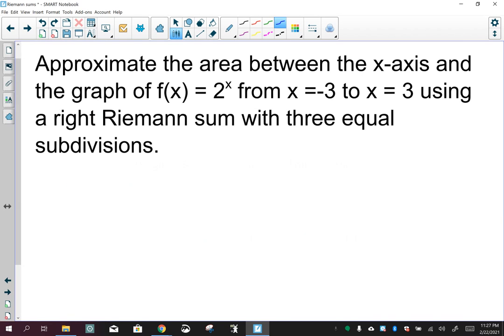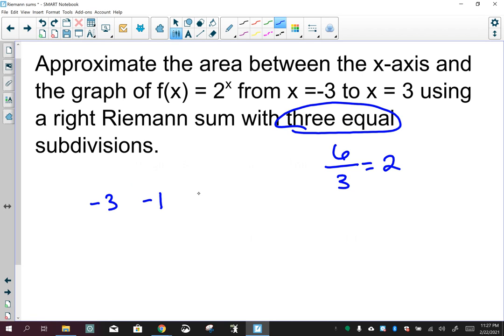If I'm going from -3 to 3 and using 3 equal subdivisions, that means my distance is 6. I've got 3 equal subdivisions, so each width needs to be a 2. So we start at -3, and then we go to -1, and then we go to +1, and then we go to 3. Those are our x values. And then we have our f of x values.